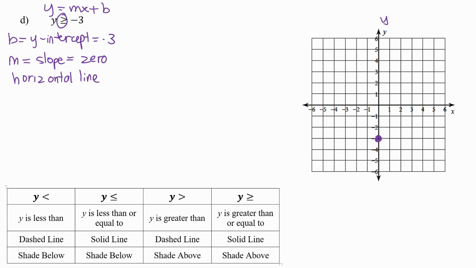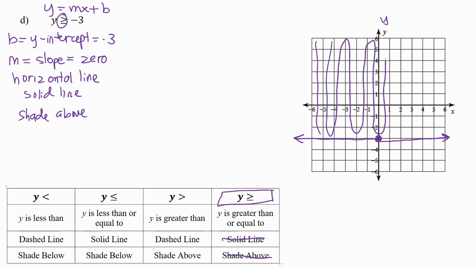And according to this symbol, we're looking at this one right here. So solid line. Okay, solid and horizontal. Okay, and then we're going to shade above. So notice it's y is greater than negative 3. So you look at the y-intercept negative 3. You ask yourself what values are greater than negative 3, negative 2, negative 1, everything above. So we shade everything above that line.